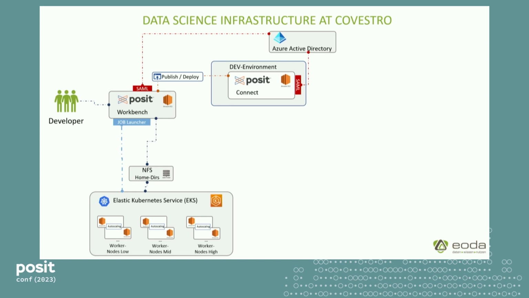Yeah. Next step was to set up Posit Connect in a dev environment. Development environment, and this is how we started. And the developers were able to push what they have done as APIs or as Shiny apps or reports to this Connect server. And they were also consumers of this Connect server.